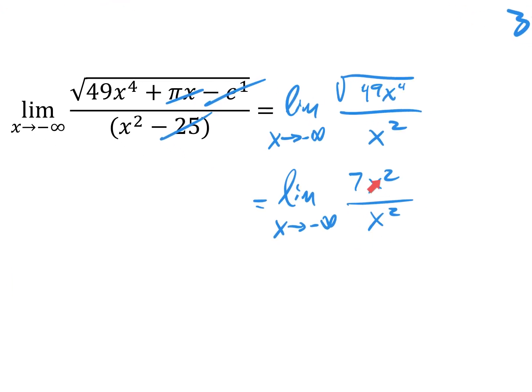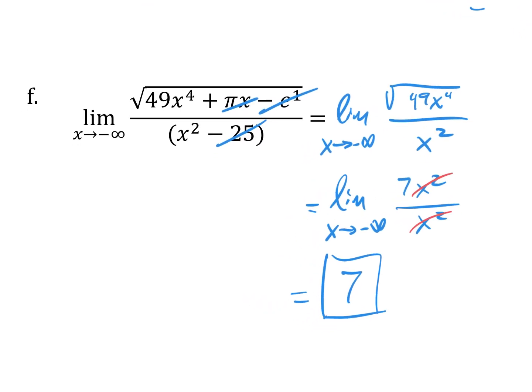And what do you know? The x squareds cancel. Gone, gone. And we have the limit as x goes to infinity, or negative infinity that is, of 7. Well, the limit of 7 is 7. 7 doesn't change. All right, so again, going to infinity, small degree terms can be canceled.